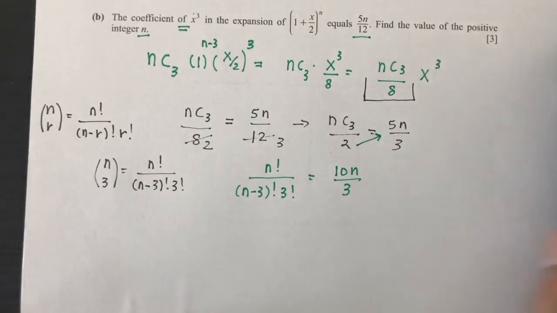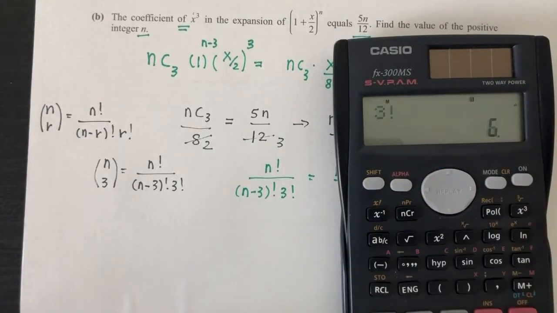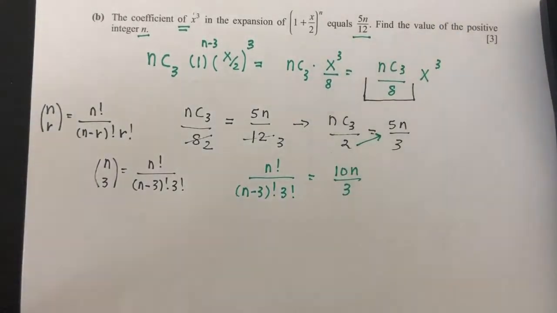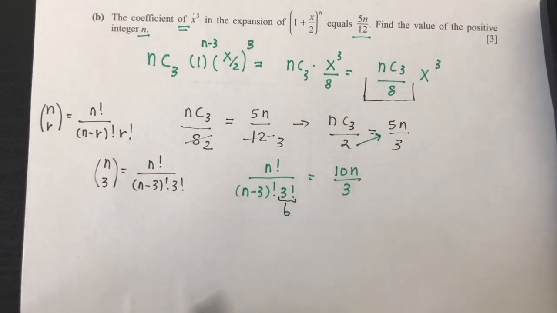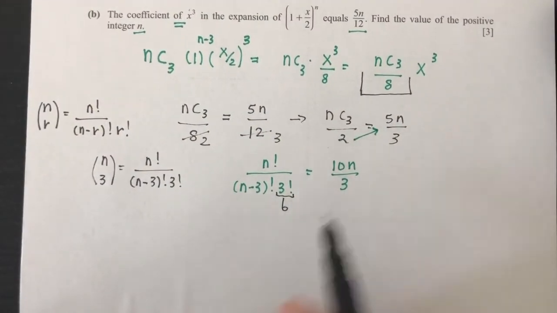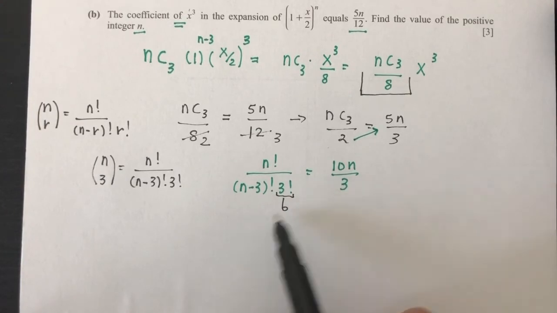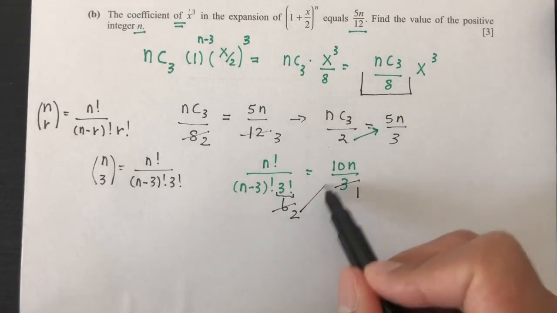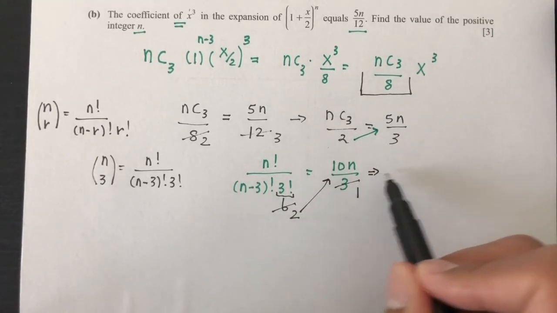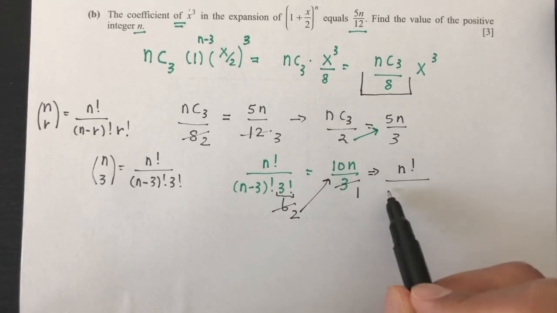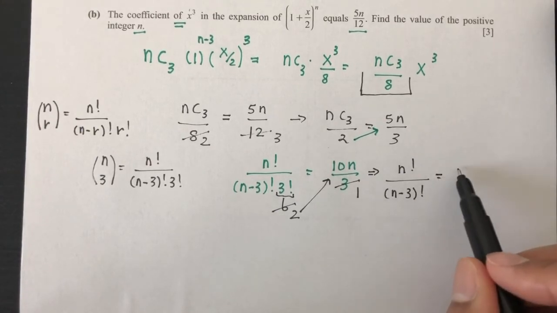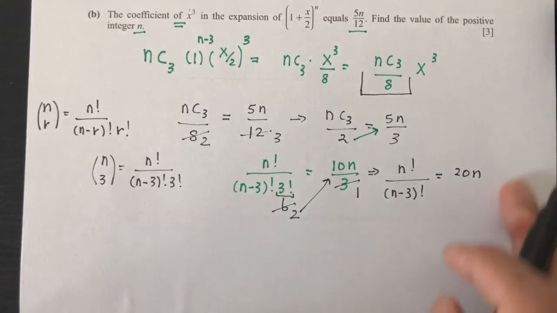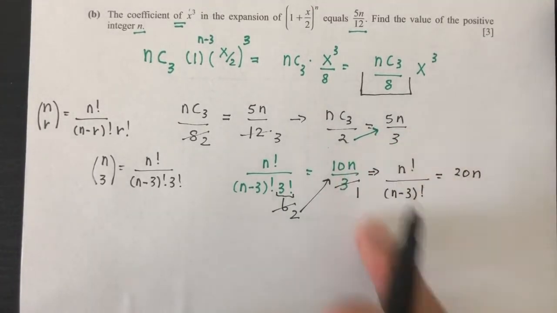But first, what is 3 factorial? Let's check. 3 factorial should be 6. Okay, so this will be 6, right? This is 6. But now if you want to simplify, you can do that. You can divide by 3 on both sides. 3 goes away. That will be 2. And then you can send 2 over here. So you will have n factorial over n minus 3 factorial equal to 20n. So right now we have this equation to simplify.